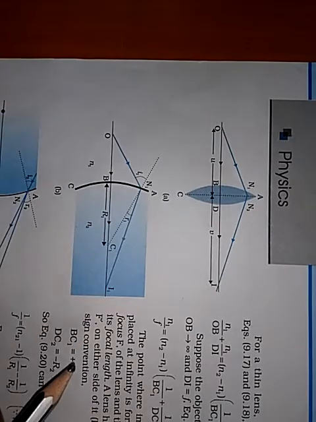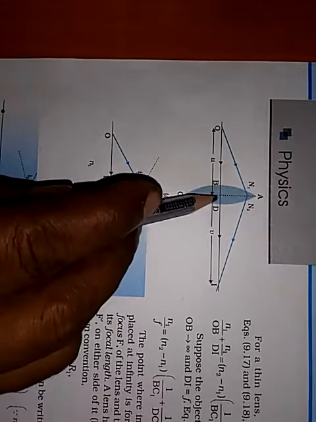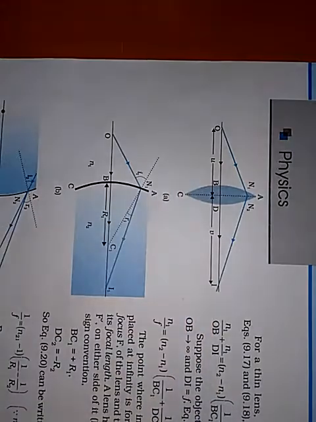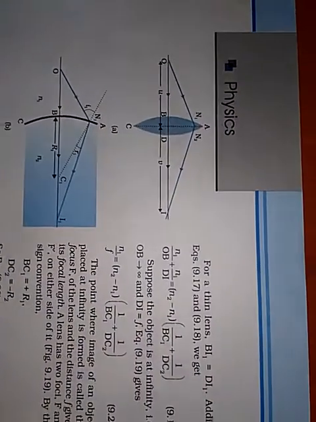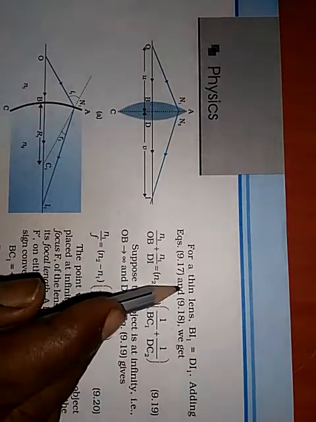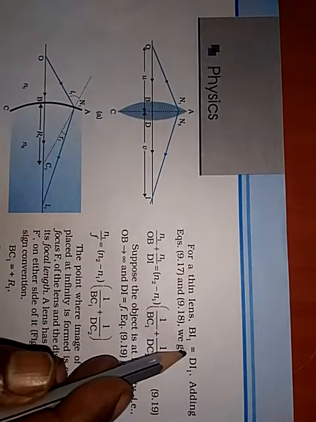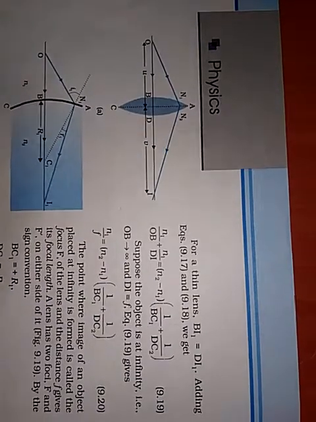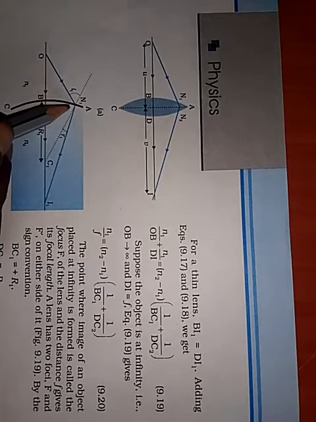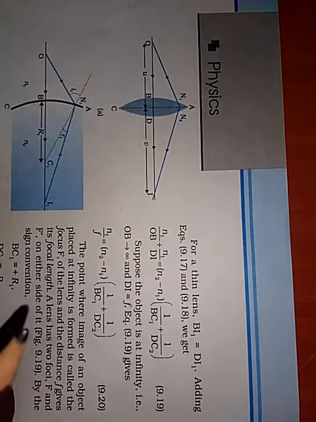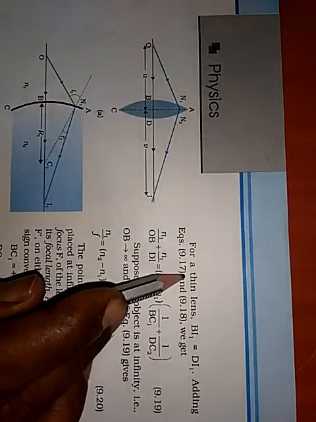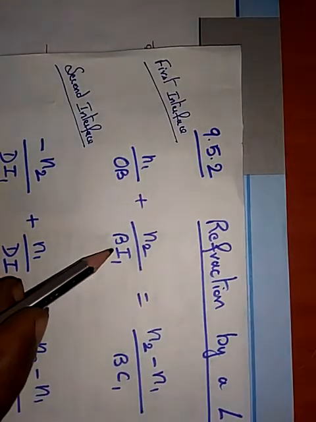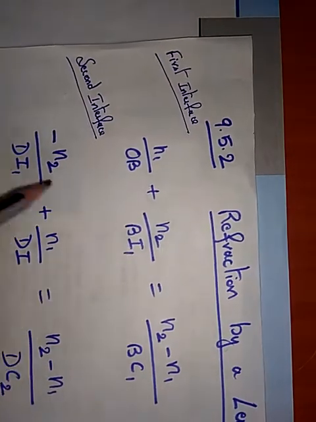Now the important point here is BI1, this distance, and DI1, this distance. If it is a very thin lens, more or less they are equal. So we can say for a thin lens BI1 is equal to DI1. Even though there is a small change, we can consider it to be a single point. So this is applicable only for thin lenses. If that is the case, BI1 and DI1 are equal.